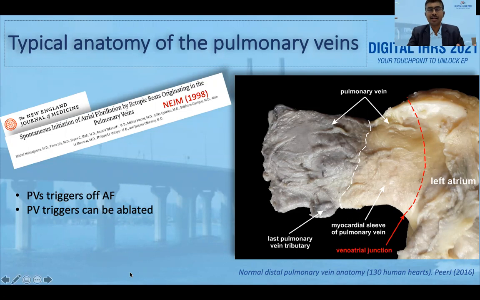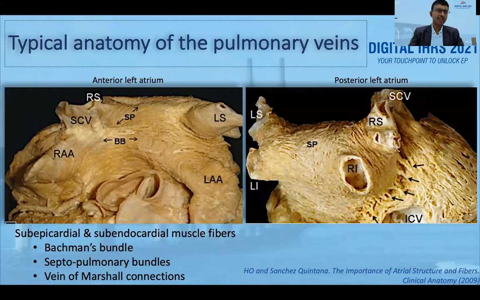Irrespective of whatever technology that we might use, thermal or non-thermal, it is important to stay well beyond the veno-atrial junction, well within the left atrium, what we call an antral ablation. In addition, left atrial anatomy is a lot more challenging with its subepicardial muscle fibers, the Bachmann's bundle, septopulmonary, and the vein of Marshall connection.